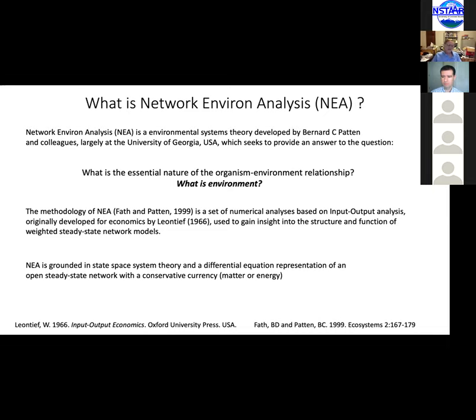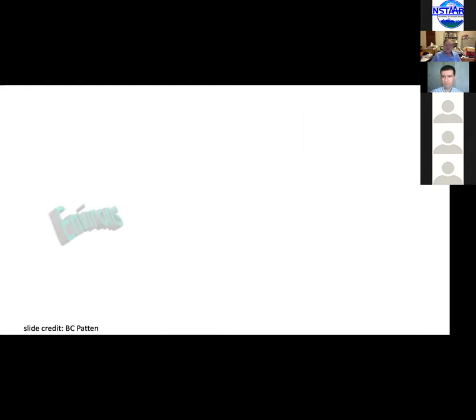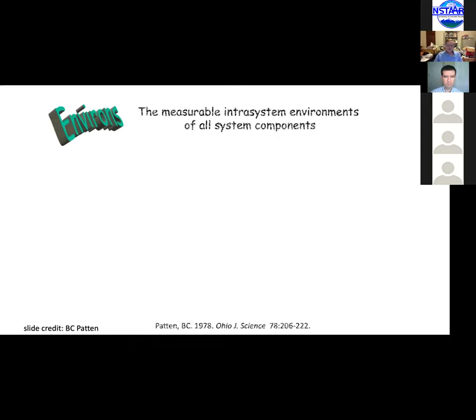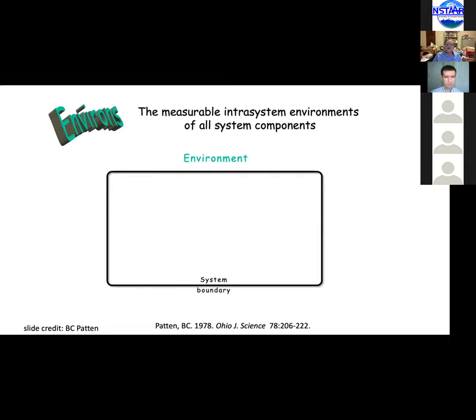And NEA is grounded in state space system theory and a differential equation representation. And you use open steady state networks, as you'll see, with a conservative currency of matter or energy. So, what are environs? Well, the basic idea, as it was developed, is it's the measurable intrasystem, that is within the system boundary, environment of all the system components.